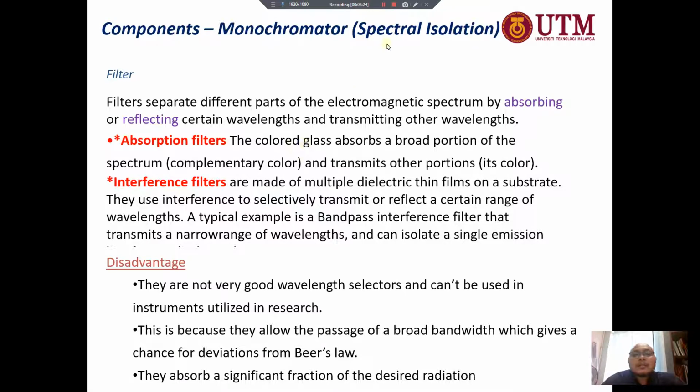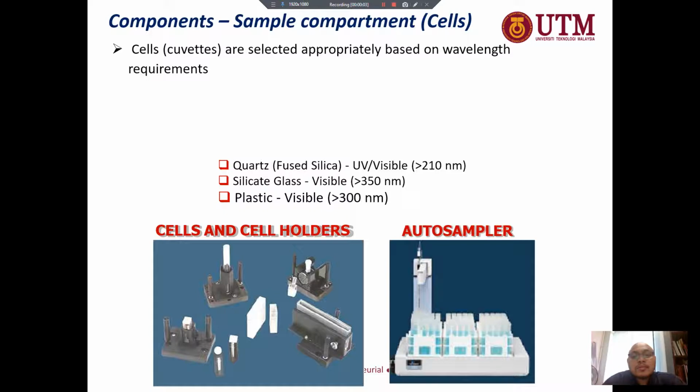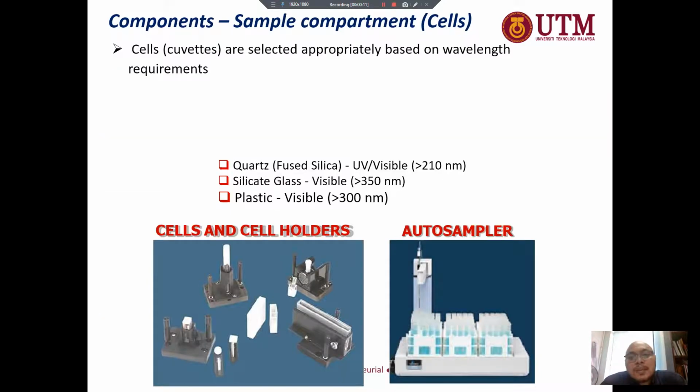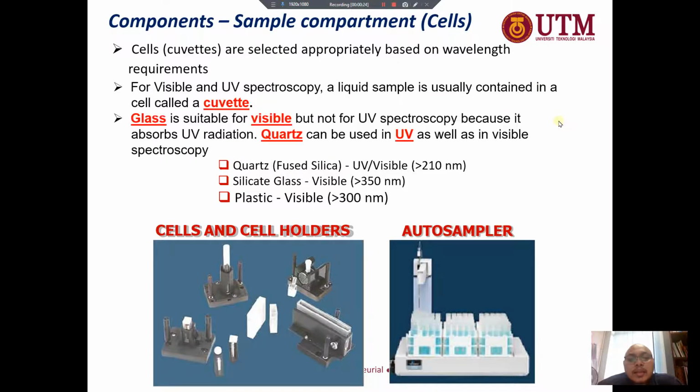So we know already the disadvantage of the filter as the monochromator. Okay, the next one we will learn about the components of the sample compartment, the cells. Cells are selected appropriately based on the wavelength requirement. For visible and UV spectroscopy, a liquid sample is usually contained in a cell called a cuvette. Glass is suitable for visible but not for UV because it absorbs UV radiation. Quartz can be used in UV as well as visible spectroscopy.